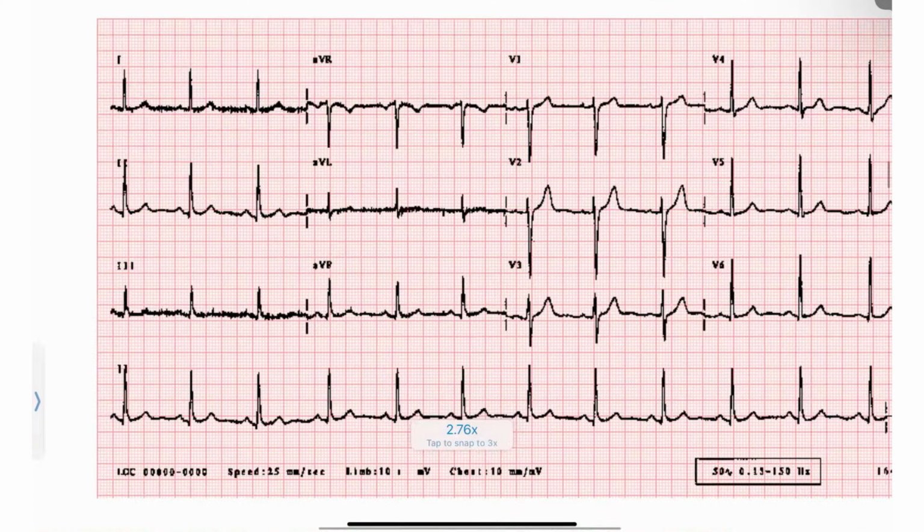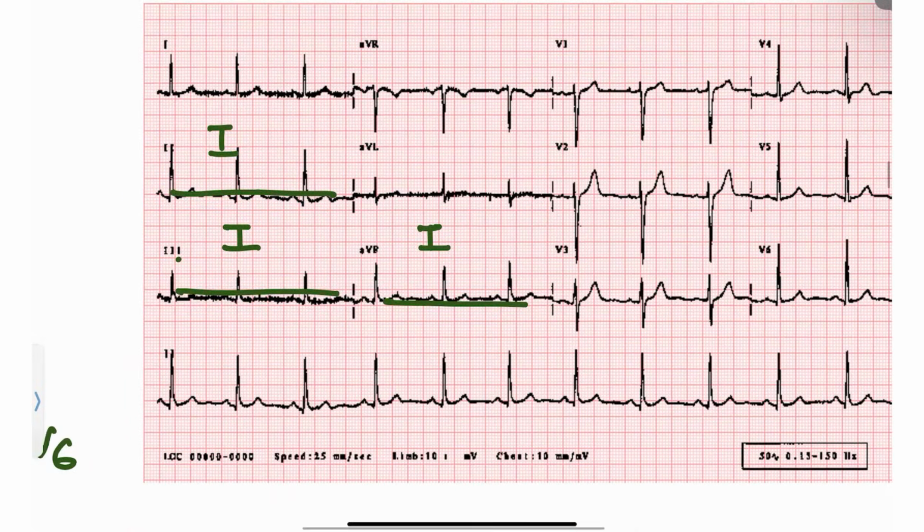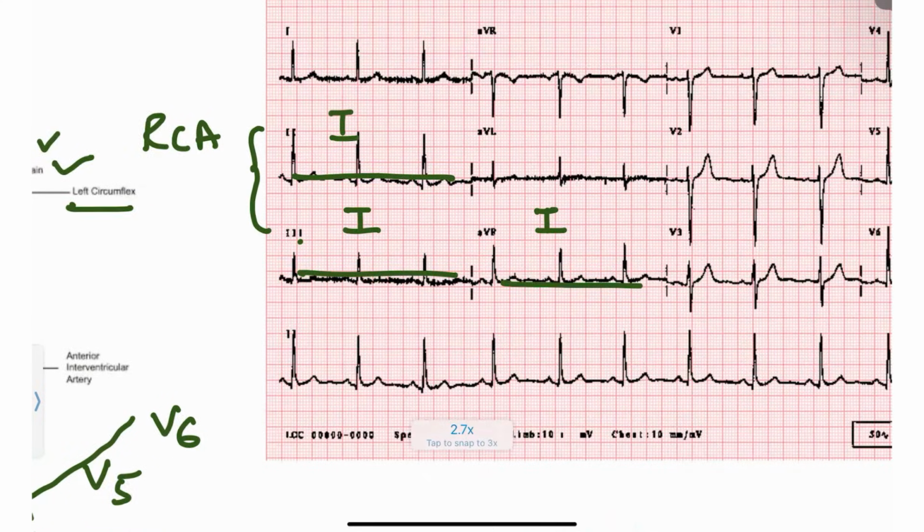So see here. These all belong to your inferior. Okay, these are your inferior: aVF, the third lead and the second lead. These three are your inferior leads, and inferior leads are supplied by the RCA. So the right coronary artery is going to supply here. Next.